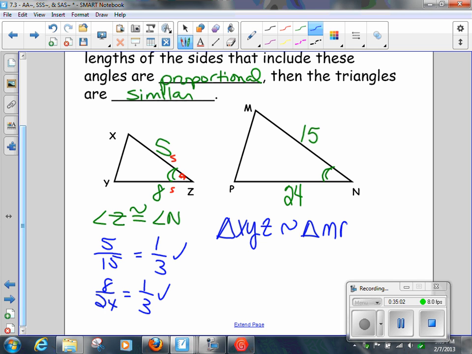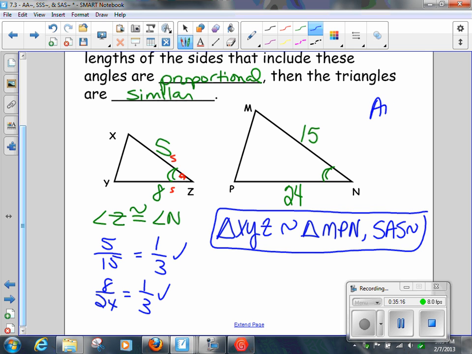Very good. And Chrissy, what theorem or postulate says that these two triangles are similar? Side angle side similarity. We only have two to work from so far: angle angle similarity and side angle side similarity. What do you think? Facile or difficile? Right now, they're facile. All right, let's move on.